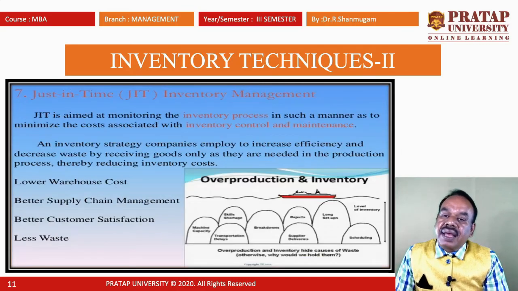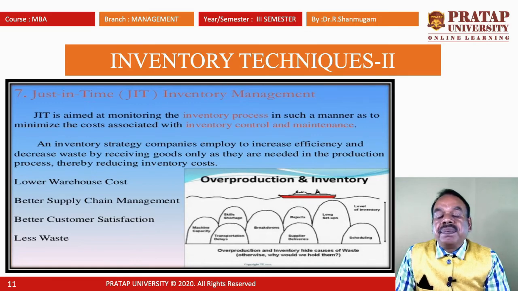Next, just-in-time inventory management. JIT is aimed at monitoring the inventory process in such a manner as to minimize the cost associated with inventory control and maintenance. Normally this JIT is used by the Japanese for total control, total quality management. It is an inventory strategy companies employ to increase efficiency and decrease waste by receiving goods only as they are needed in the production process, thereby reducing inventory cost.